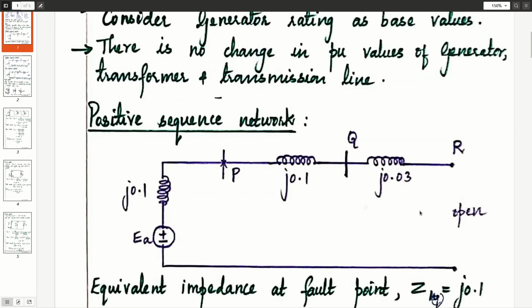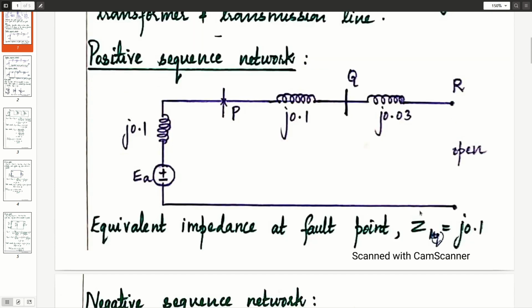So for the given power system network, we draw the positive sequence network like this. The generator has internal EMF EA in series with the positive sequence impedance of the generator, j0.1. Then we have the transformer, whose positive sequence reactance is j0.1. Then we have the transmission line, whose positive sequence reactance is j0.03. The terminal R is open, and we have marked the fault point P.